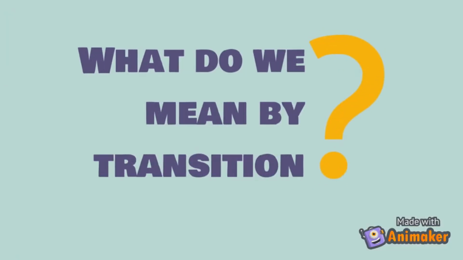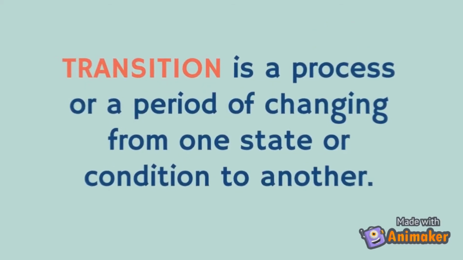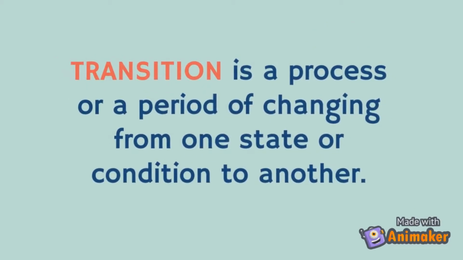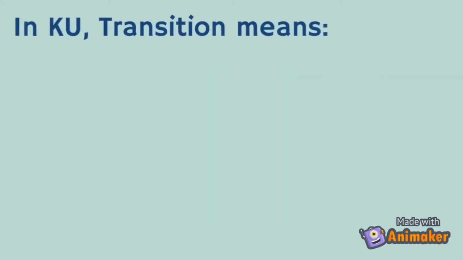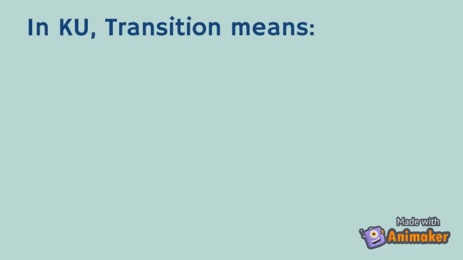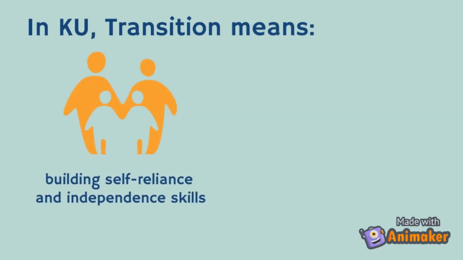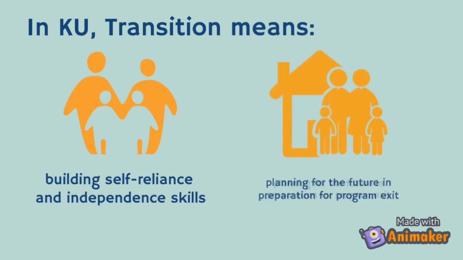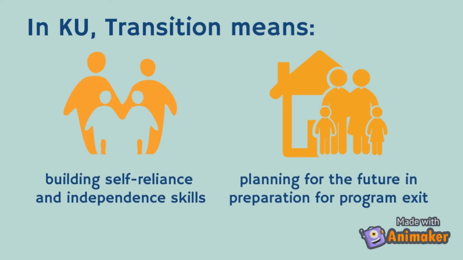Let us first define the word transition. Oxford defines transition as a process or a period of changing from one state or condition to another. In Kilos-Unlad, transition refers to the last phase of the KU process specific to building self-reliance and independent skills of eligible households, as well as planning for the future in preparation for program exit.